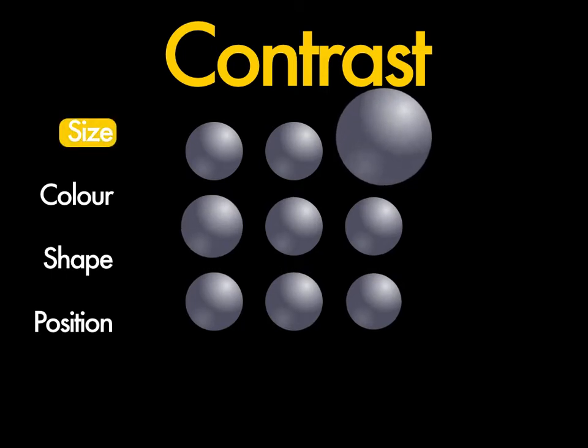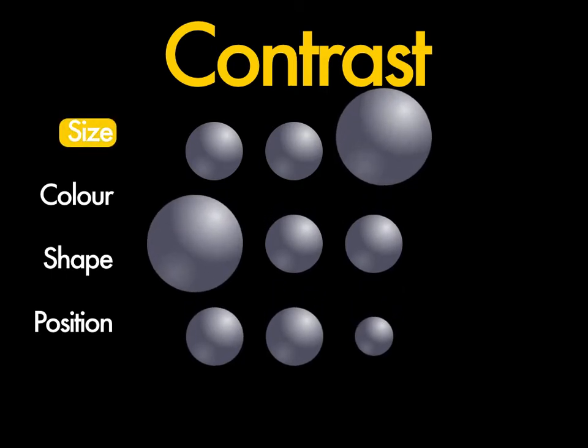One of the ways you can do that is to contrast the size of something. So our eyes are drawn to something that is bigger. So the bigger something is on your poster, the more your eye will be drawn to it. And our eyes also go from what's biggest to what's smallest, like in this example.